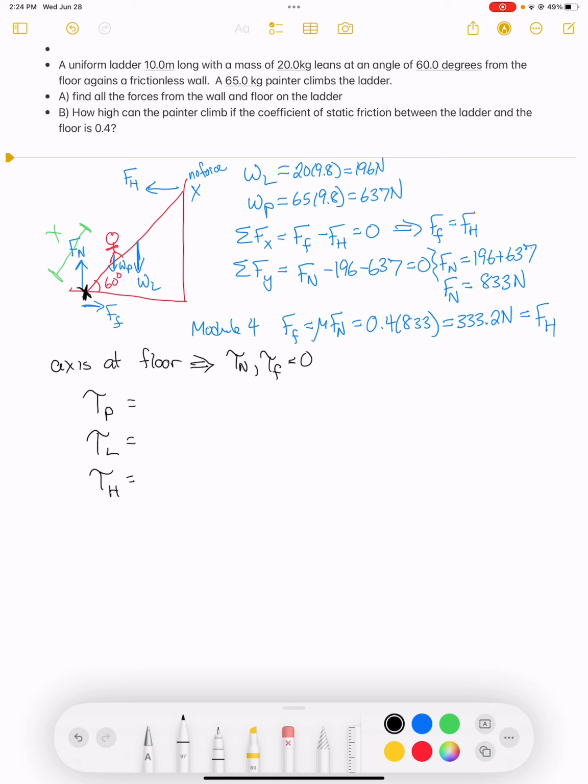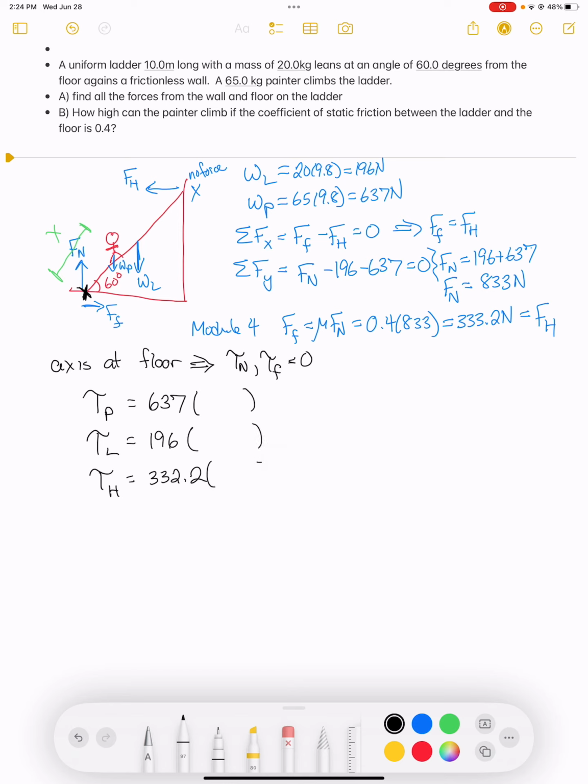Well, they're equal to the size of the force. I know the size of the force, so for the painter it's 637. For the ladder it's 196. And for the horizontal force it's 333.2. And then I need to put in the R.